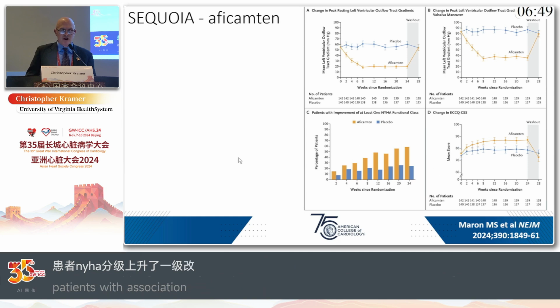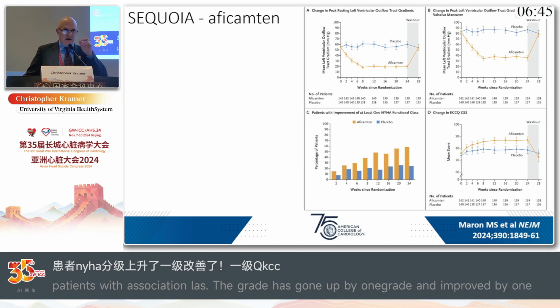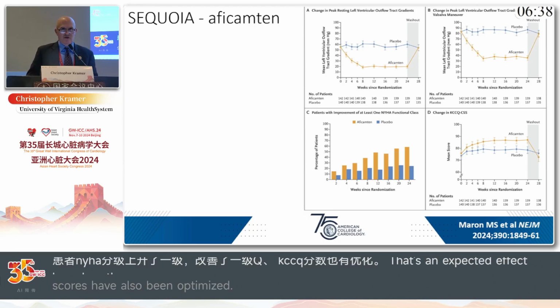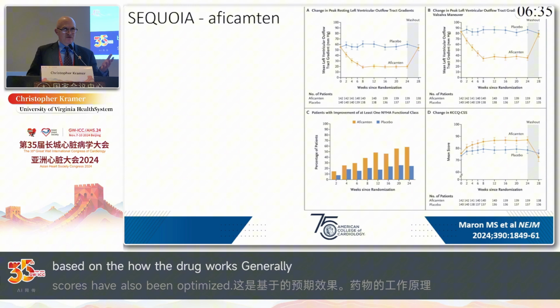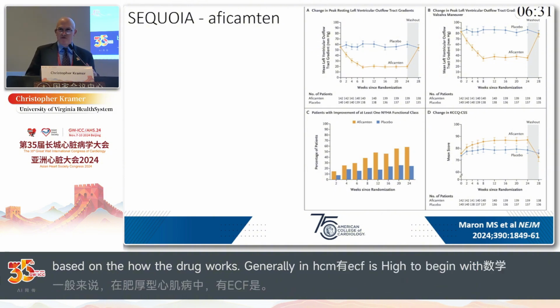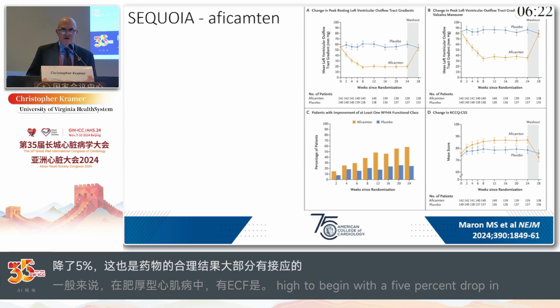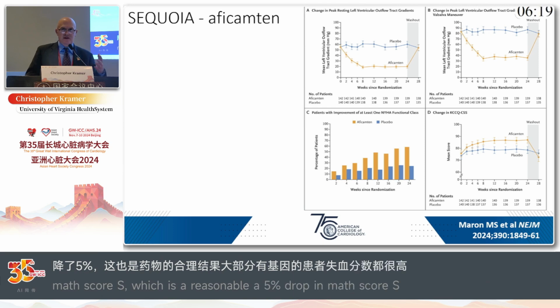Now these drugs do drop ejection fraction, a mean of 5% on average, but that's an expected effect based on how the drug works. Generally in HCM, the ejection fraction is high to begin with, 70 to 75%. So a fall of 5% is not a big deal, but they have to be screened in case their ejection fraction falls below 55%, with monthly echoes for the first 3 months, and then 3 months and 6 months after that.